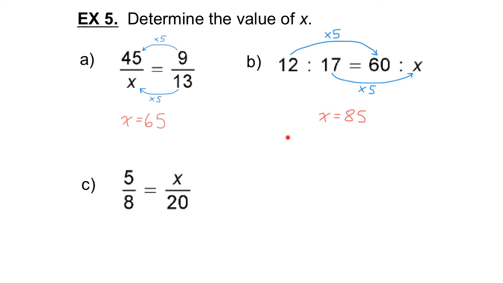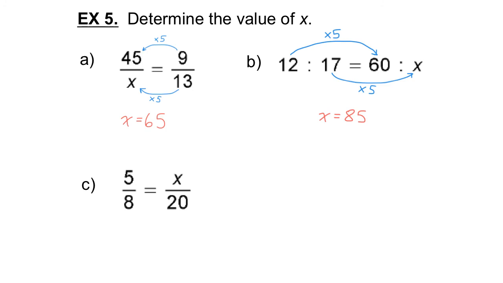Now these are fairly straightforward because if you know your times tables, you can find the pattern fairly easily. But what about this? 5 to 8 is equal to x to 20. Well, if you know your times tables, you'll know that there's no whole number times 8 that gets you 20. So this one's not as straightforward. This is where I'm going to show you cross multiplication.